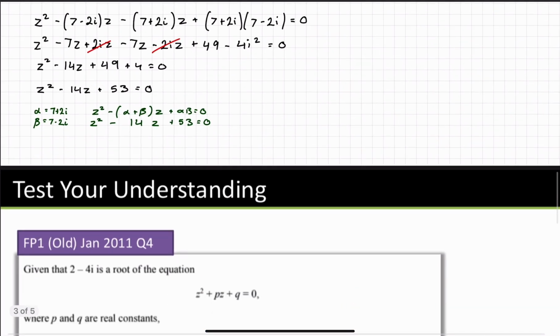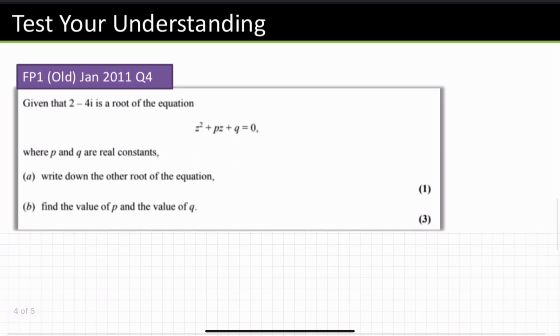All right. So here's a question to test your understanding. So this is where I would pause the video and have a go at it. And now I will monitor it. So given that one of the roots is 2 minus 4i, what's the other root? It'd be 2 plus 4i. You can write that as Z2 if you want.